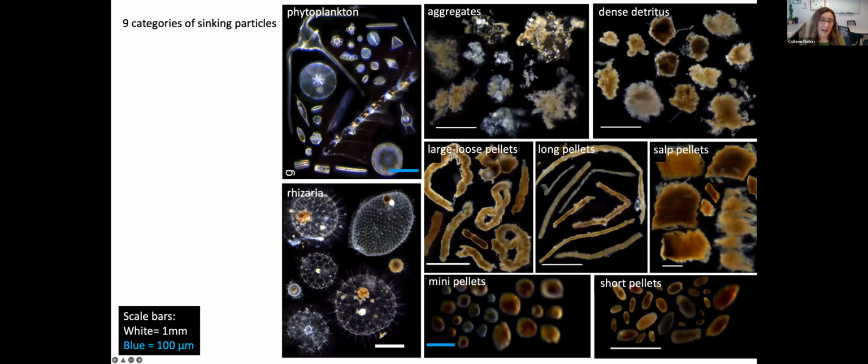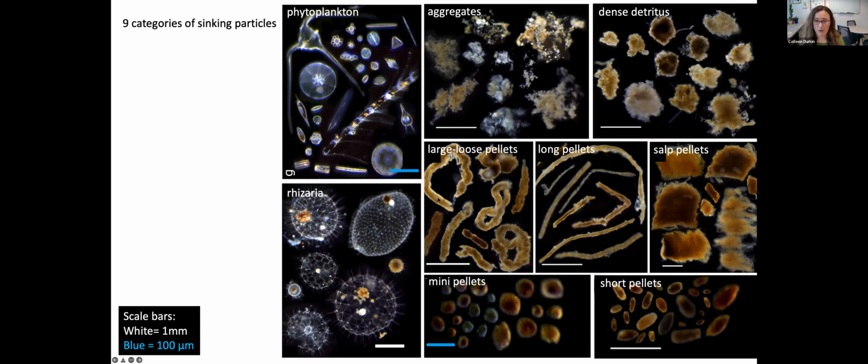And so we have phytoplankton, which we can resolve because of that high magnification. And there's also often a lot of rhizaria in the gels. And so here are examples of these really large phaeodarians. And then we also see more traditional looking marine snow, like aggregate, which are these translucent, fluffy types of particles. Then this other type of aggregate, which I just called dense detritus, which could be fragmented fecal pellets or formed by some other process. And then a lot of different types of fecal pellets.